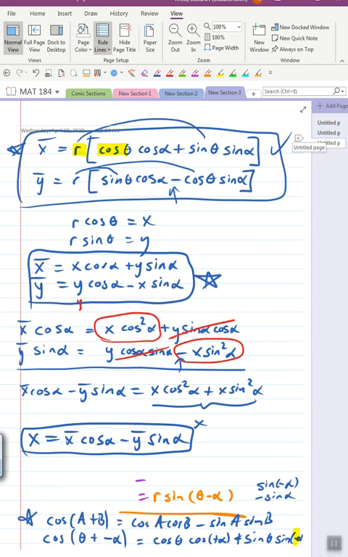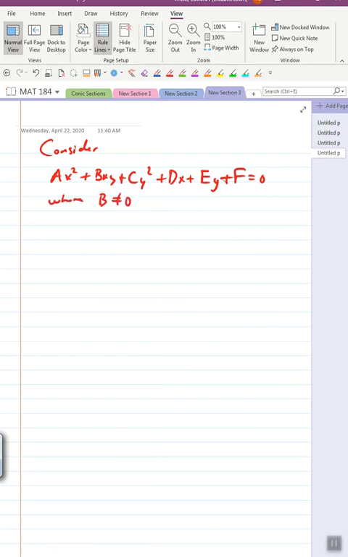Now, the next part's the more important part. So, new page. Let's see, I'm going to skip a little bit of this. So let's consider ax squared plus bxy plus cy squared, etc., etc. So a generic quadratic equation, let's say where b is not 0, because really what I'm trying to do is figure out what that b is doing. So let's assume we actually have a b there.